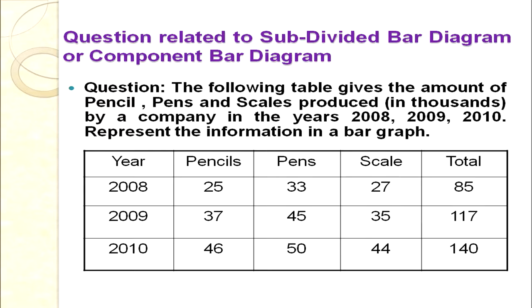So, that means for the first bar, year 2008, the total length of the bar would be 85. For 2009, the total length of the bar would be 117. For the year 2010, the total length of the bar is 140. And then we are going to classify into pens, pencils and scale. Let us see how we have done it.